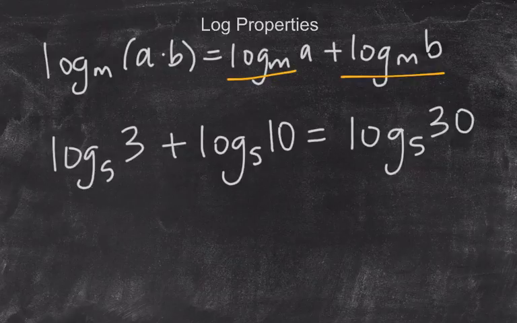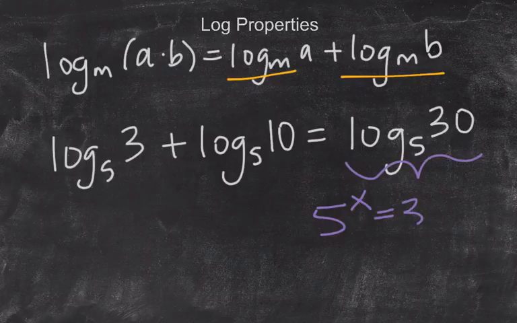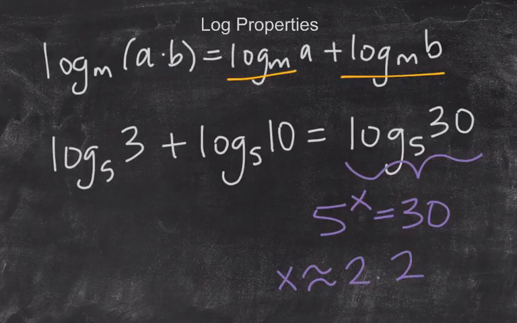We could try to simplify that by thinking about 5 to the power of what gives us 30, and we'd know that it was a little bit more than 2, so maybe I'd say about 2.2.